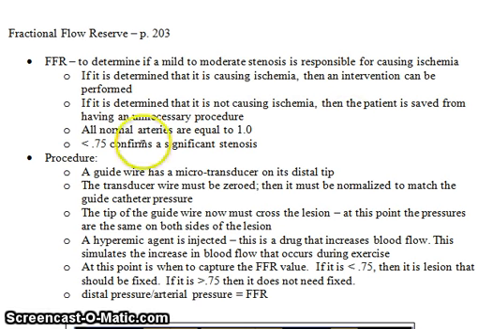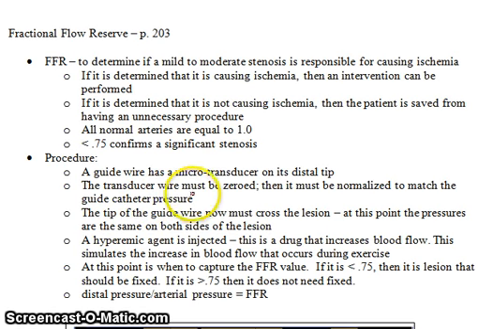So as FFR is concerned, all normal arteries are 1.0. Less than 0.75 confirms a significant stenosis, so it needs to be fixed. If it's above 0.75, then usually it's deemed that it's not causing significant problems, and so just leave the lesion alone. So the actual procedure uses a guide wire that has a transducer on the tip of it.